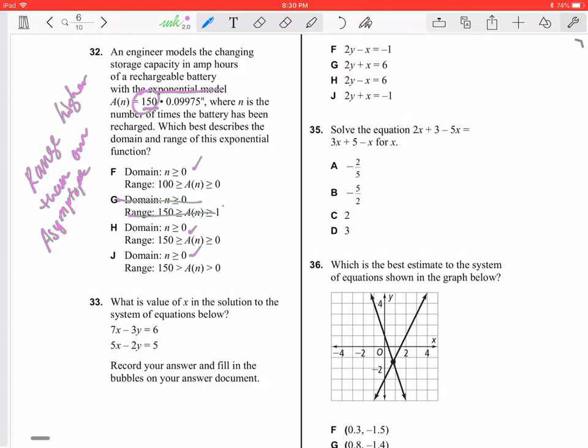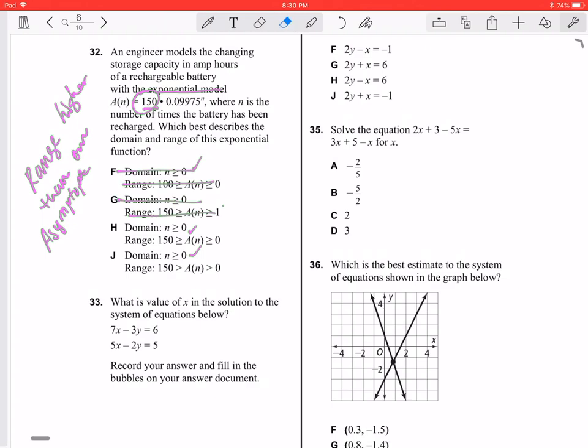And our A value here, where we start at, says A is 150. That's the power, that's our initial starting value. Now, that's going to count out F, because that's at 100. So now our answer choices are H or J.